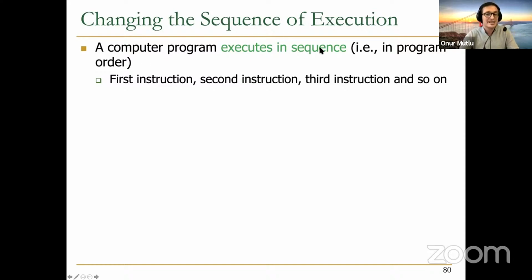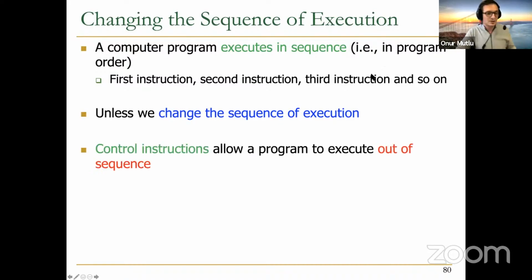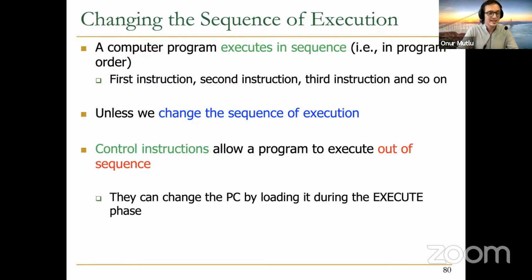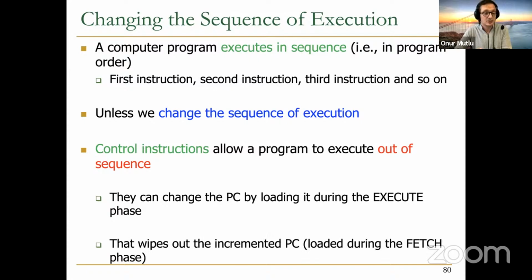A computer program executes in sequence, right? In program order. First instruction, second instruction, third instruction, and so on, unless you change the sequence of execution. So control instructions allow a program to execute out of sequence. They can change the PC, program counter, by loading it during the execute phase. So this is really important. You load it during the execute phase, and that wipes out the incremented PC that was loaded during the fetch phase.